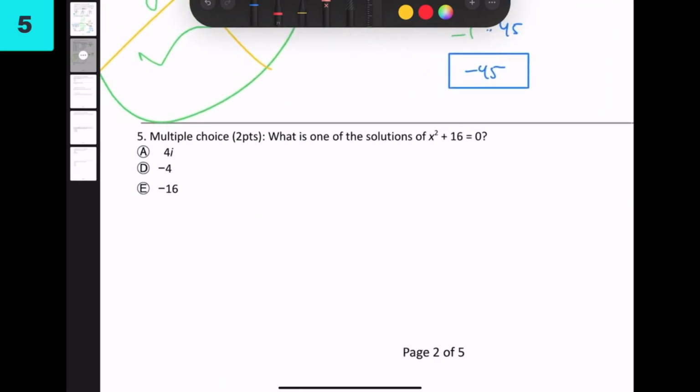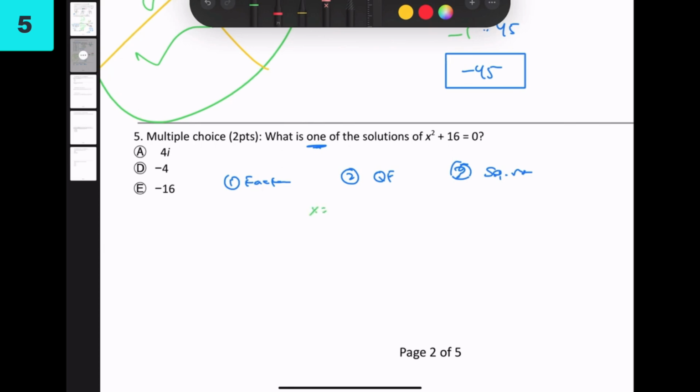What is one of the solutions? I'm going to show you guys how to do this one by factoring. You can also use this by quadratic formula, the longest, and then number 3, which would be square root method, which is probably the fastest. I'll go longest to slowest.